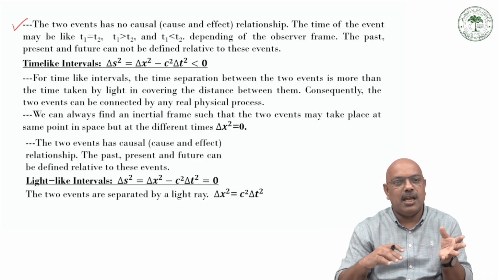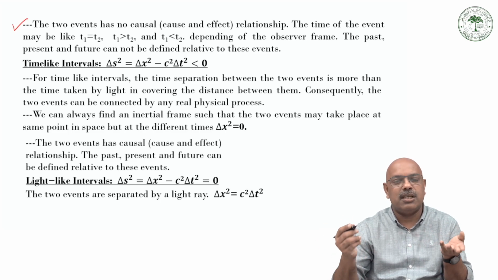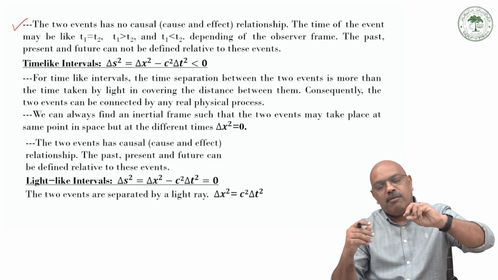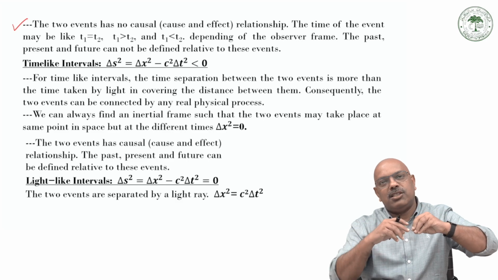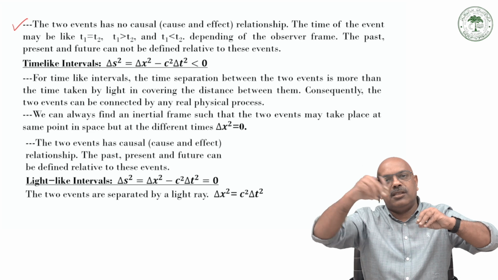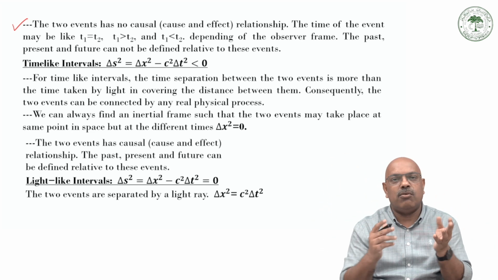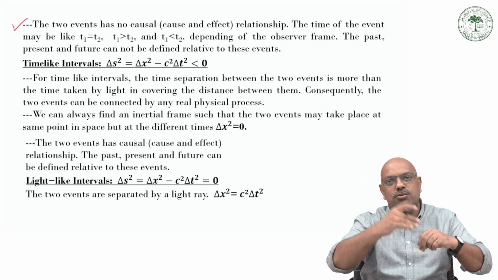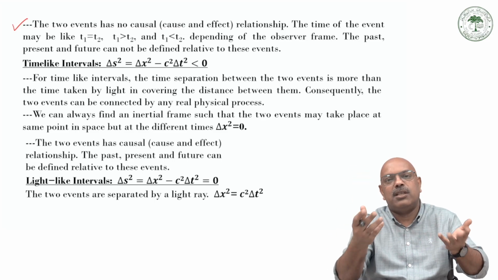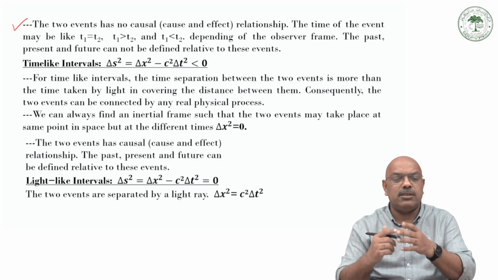So the past, present, and future cannot be defined relative to these events. Present is t1 equal to t2, future is t1 less than t2, and past is t1 greater than t2. So we cannot establish a relation between the first event and the second event. You cannot say that this is happening because of this. We cannot correlate these. There is no cause and effect relationship between these two events, because they are happening faster than the velocity of light. That will be clear when we talk about the light cone.